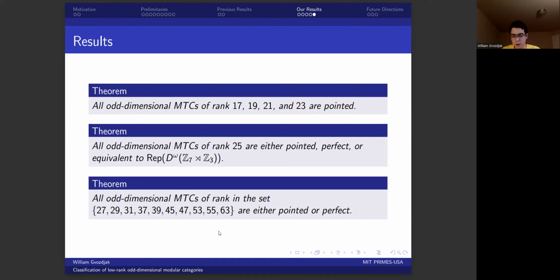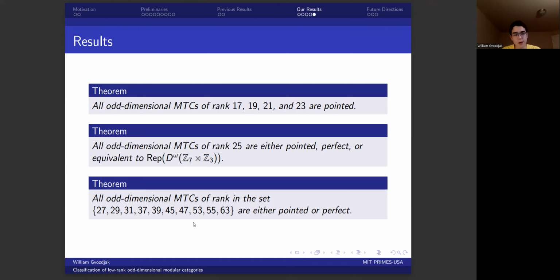One interesting thing to note for these cases is that many of the remaining ranks that aren't listed in the set, that are more open than just pointed or perfect, actually have rank congruent to 1 mod 8. For example, rank 33, rank 41, rank 49, and so on.